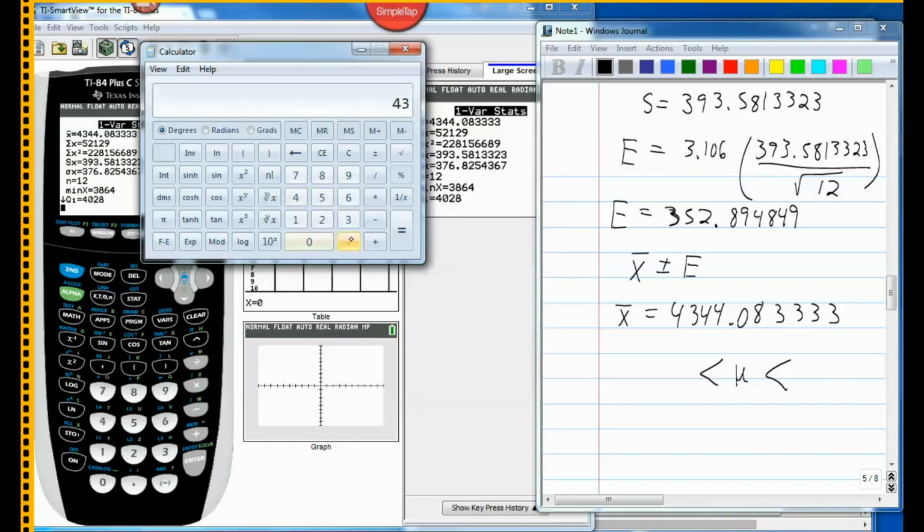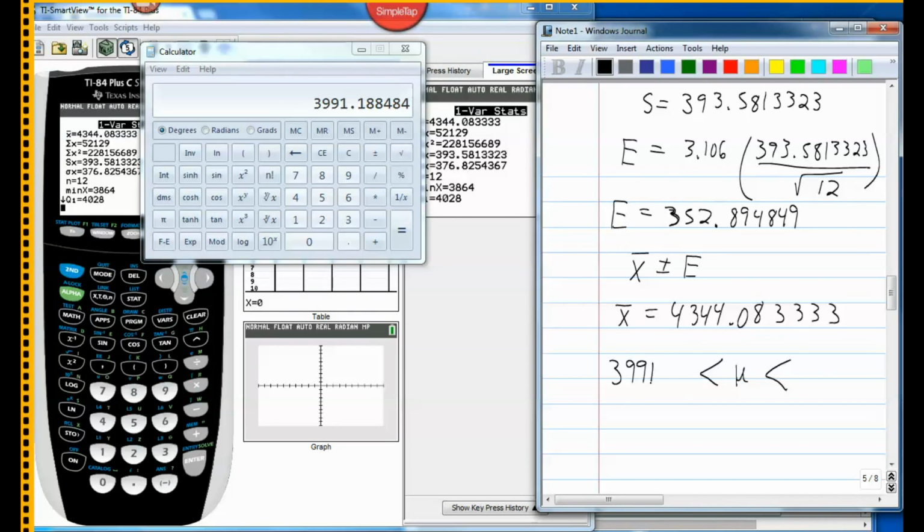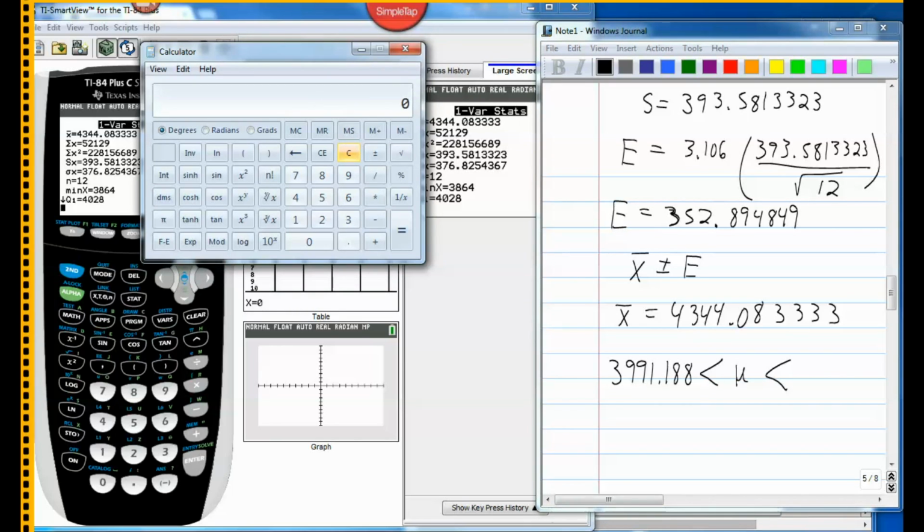4344.083333 minus the margin of error, 352.894849. And this is where we round. I know we have both of these already rounded, but we round to 3 significant digits, I believe, or just 3 digits. So this bottom boundary here is 3991.188.